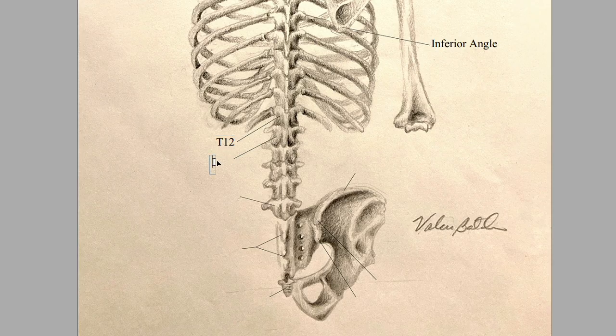And then we're going to have the first lumbar vertebra, L1. And then the last lumbar vertebra, so this L1, L2, L3, L4, L5, which articulates directly with the sacrum. So this right here is our sacrum, and this down here is our coccyx.